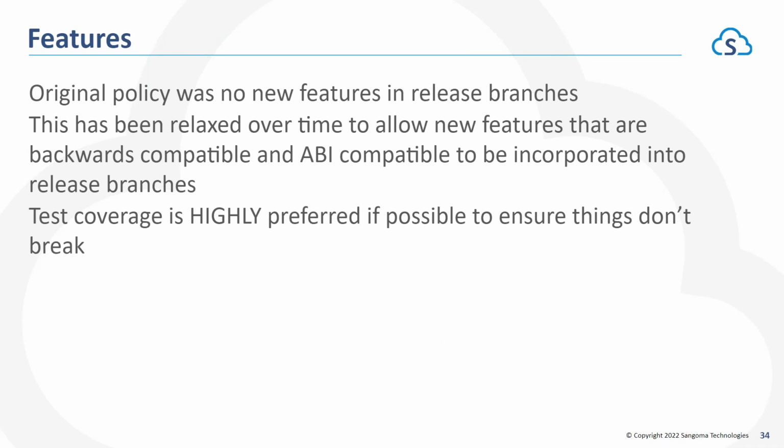The policy around features has also changed over time as well. The original policy was no new features in release branches. This has been relaxed over time to allow new features that are backwards compatible and, from a developer perspective, ABI compatible to be incorporated into release branches. And when I say release branches, I'm talking about Asterisk 18 and Asterisk 20 currently. However, test coverage is highly preferred if possible to ensure things don't break. There is some leeway in judgment there depending on things, but it is highly preferred.